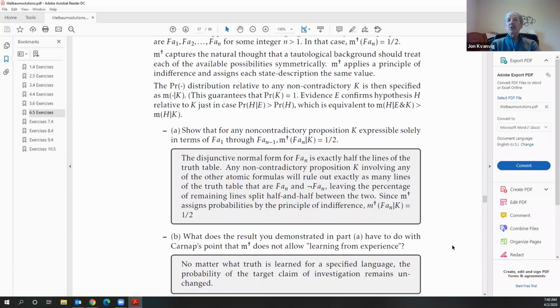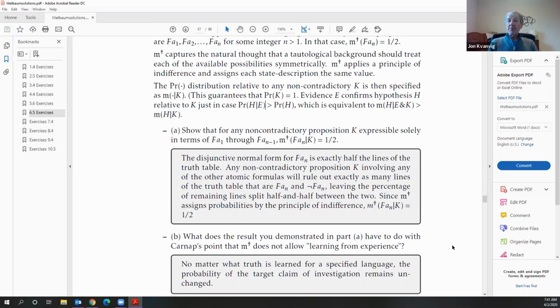What does the result you demonstrated in part A have to do with Carnap's point that M Dagger doesn't allow learning from experience? The answer is just that no matter what truth you learn for a specified language, the probability of the target claim of investigation remains unchanged. And I should supplement that. It remains unchanged provided what you learn is consistent with both a claim and its negation.